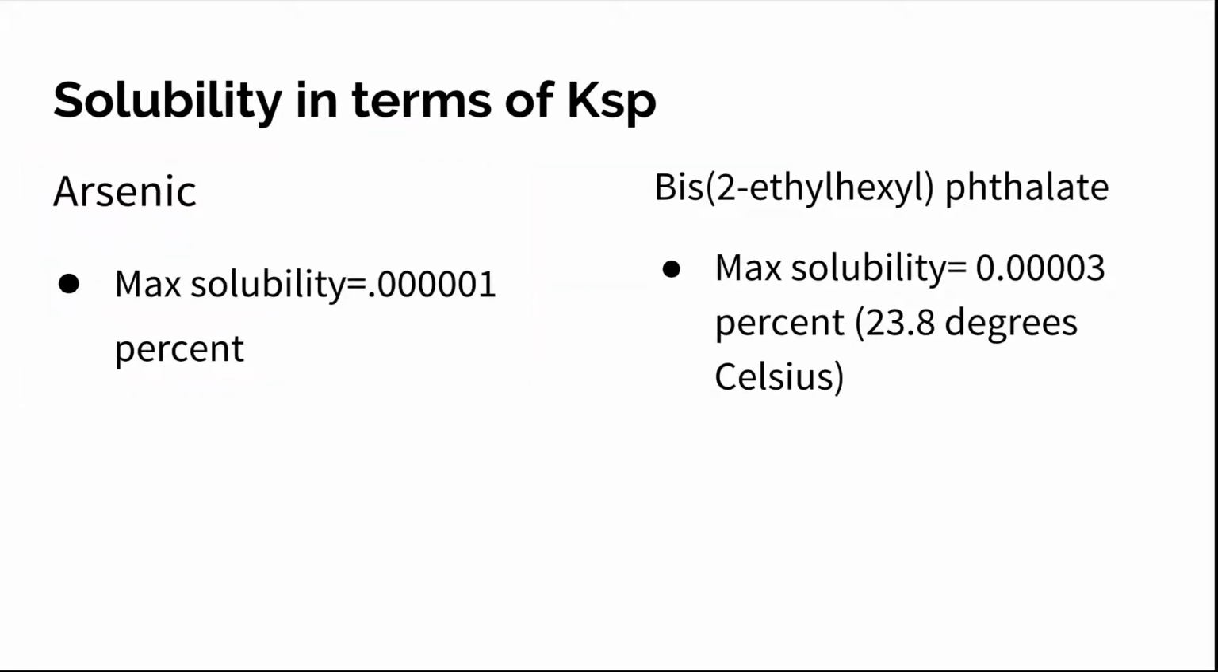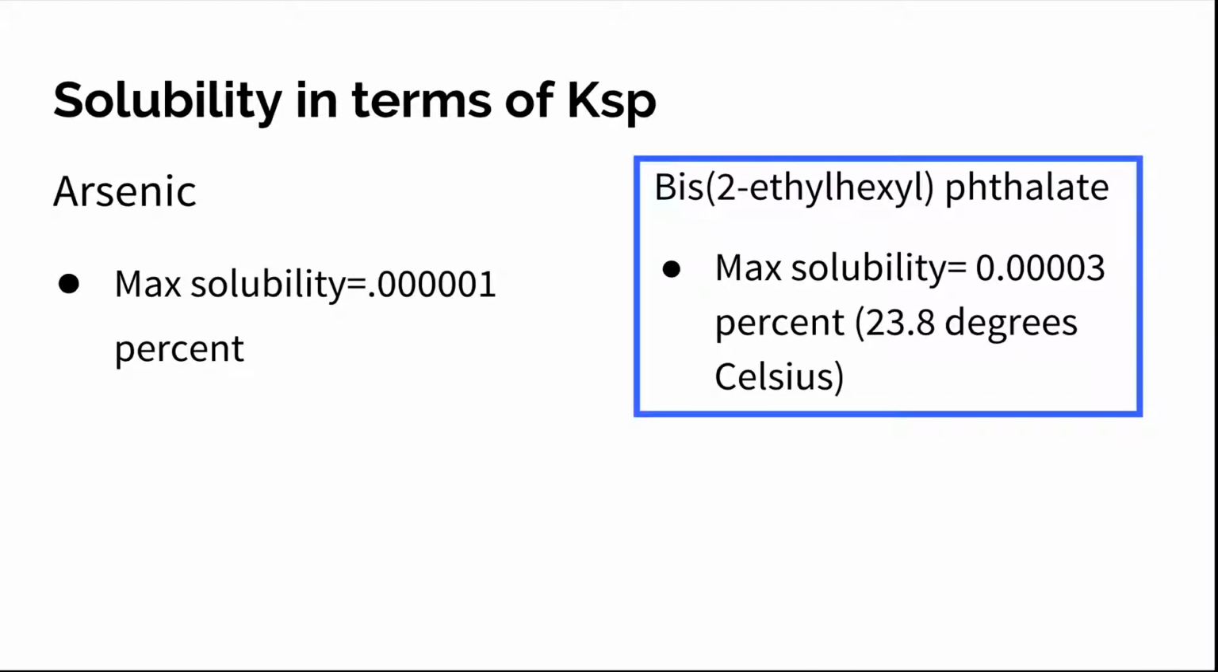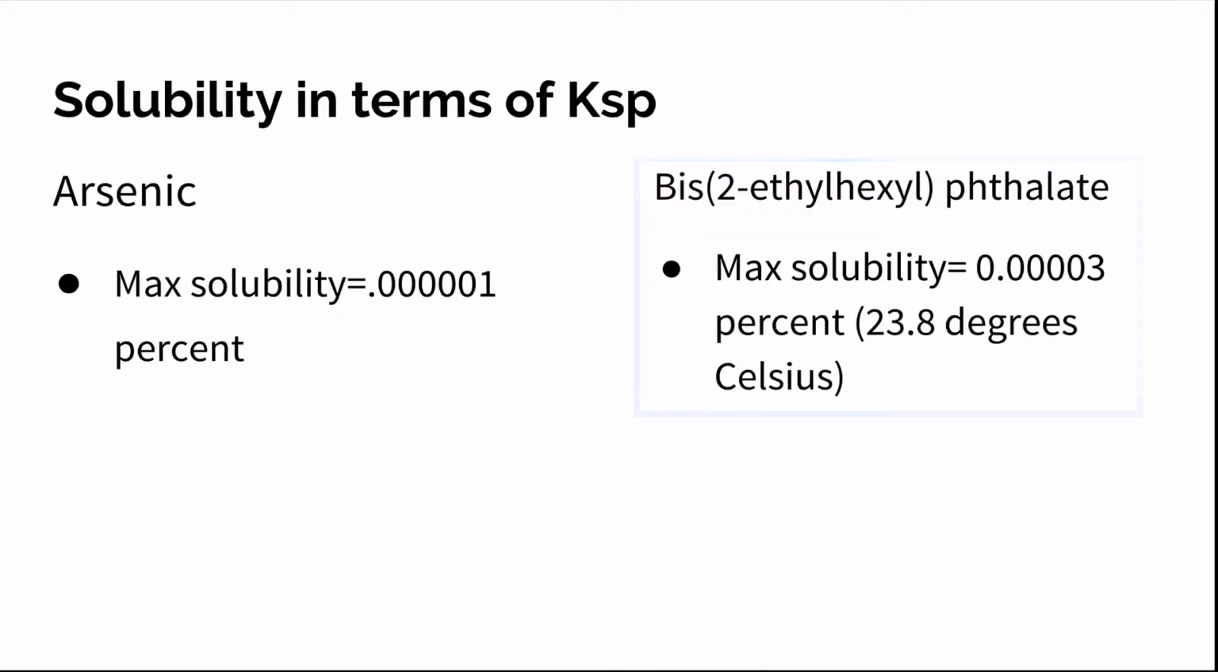The max solubility of arsenic is 0.000001%. My compound's max solubility is 0.00003%, or 23.8 degrees Celsius.